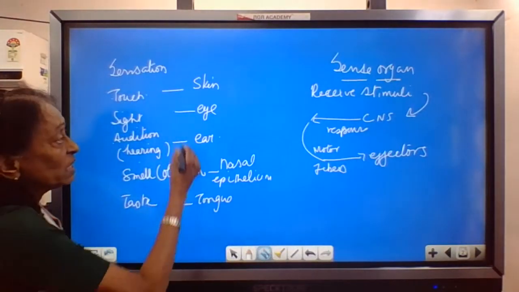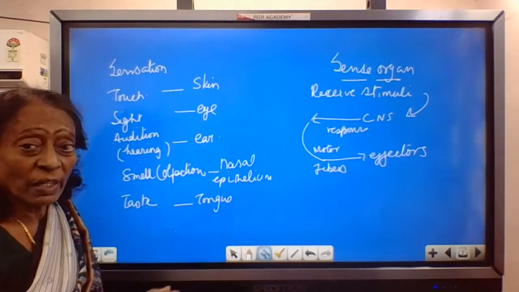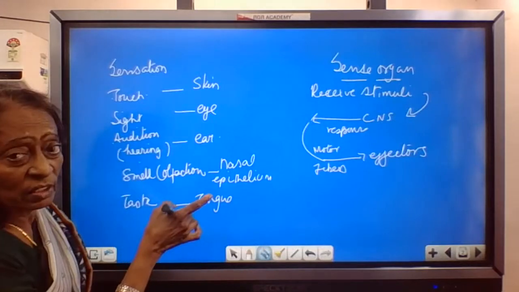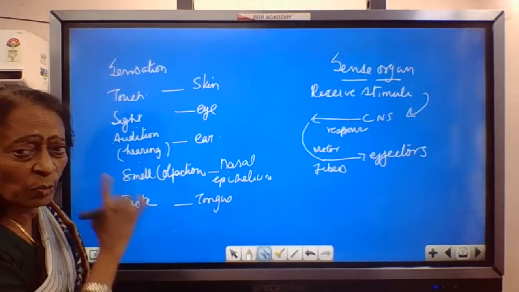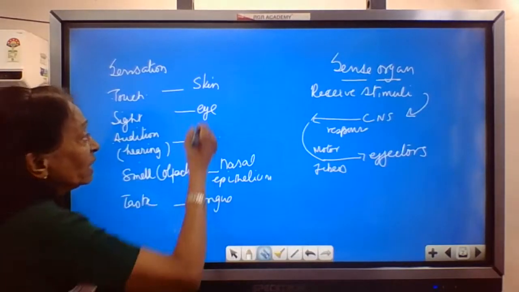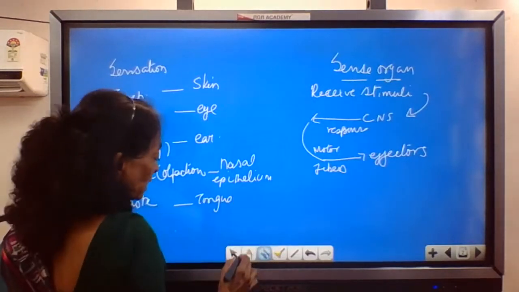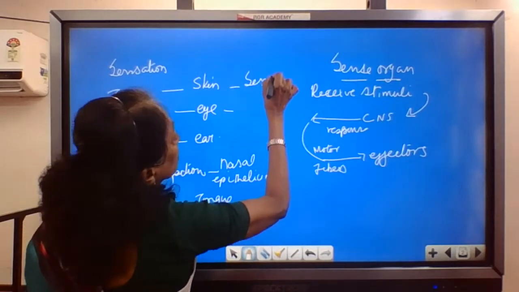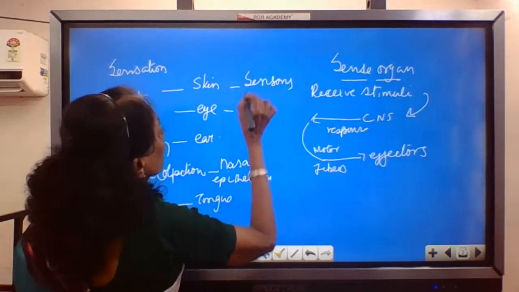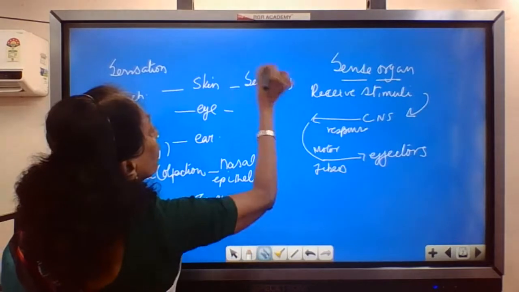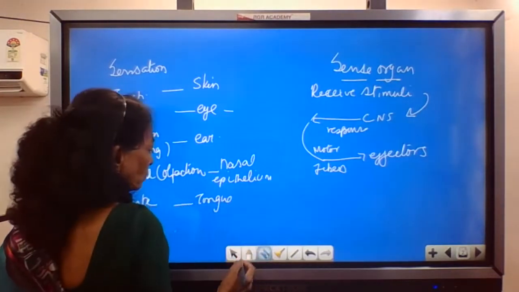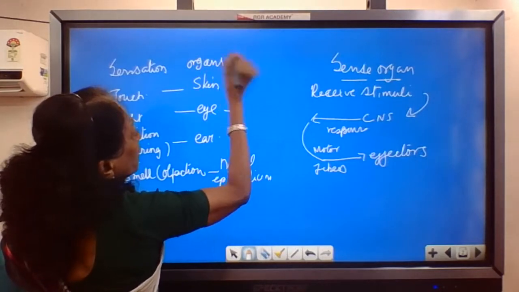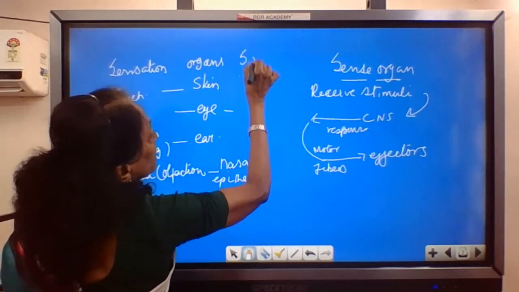Now listen, these sense organs have a particular area where the sensations are felt. The touch sensation is a stimulus, and it should be received. The area where it is received is called the sensory receptors. These are the related organs. Now the particular area has sensory receptors.